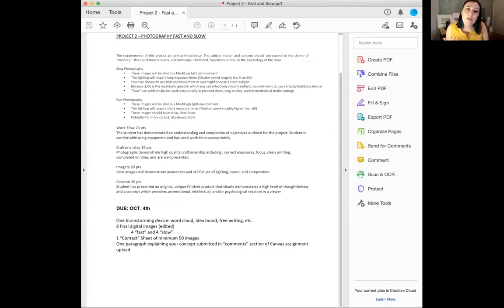The requirements of this project are primarily technical. So, this is really you understanding how to manipulate that equivalent exposure value and how to manipulate your aperture and your depth of field. That's going to be first and foremost what I would like you to display. But again, it should have a concept and it could have a theme. Photography is meant to be a voice to whatever message you would like to send, whatever story you would like to tell. The subject matter and concept should correspond to the theme of memory.